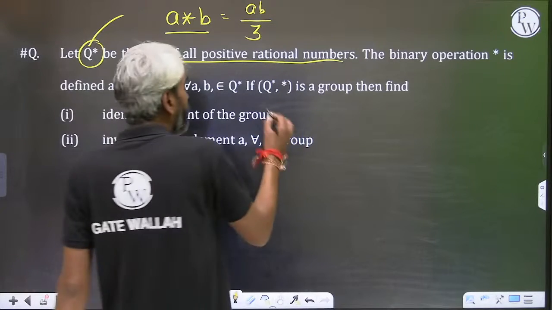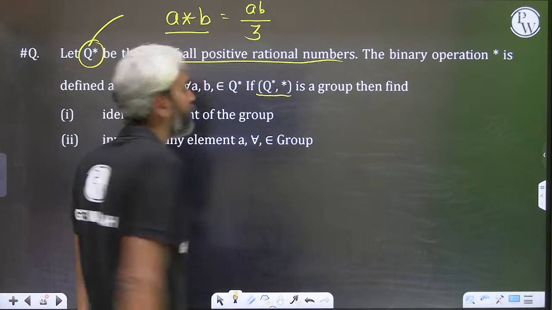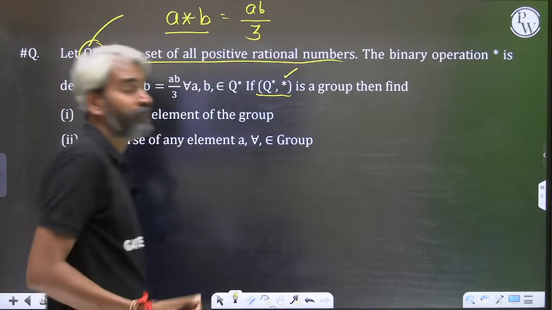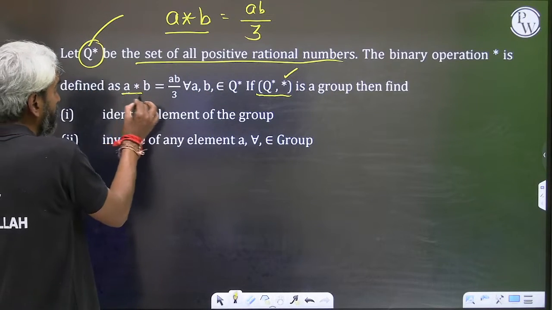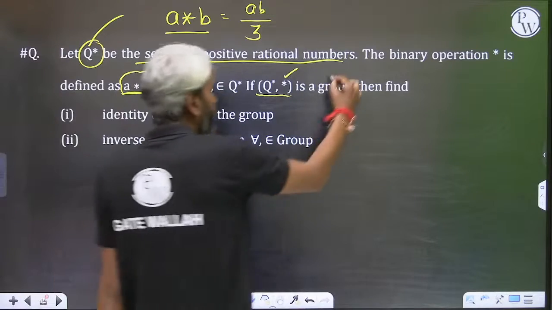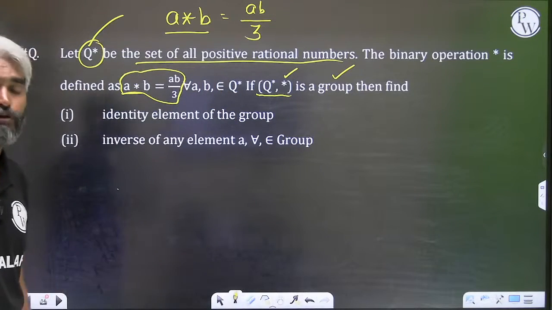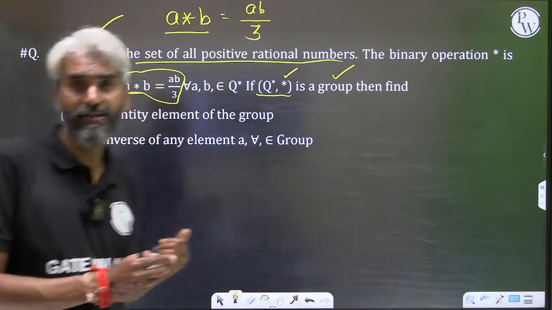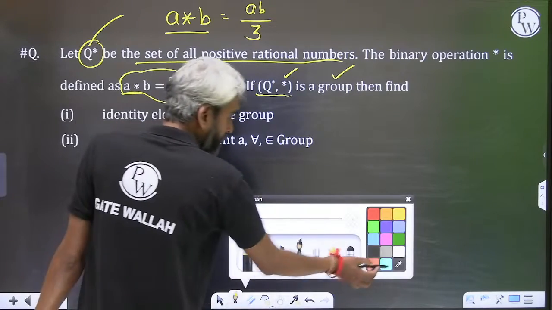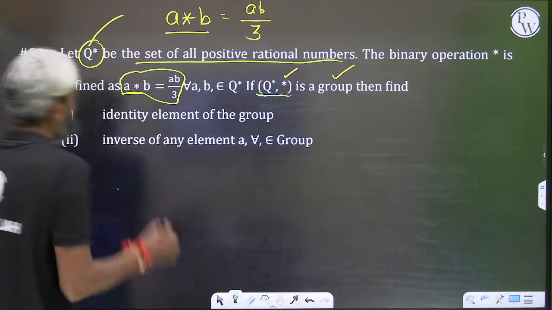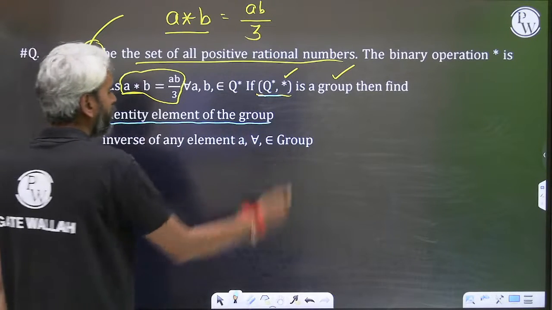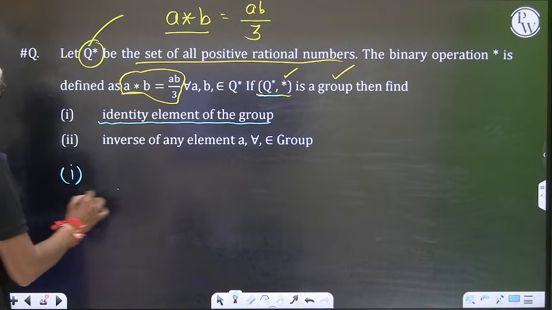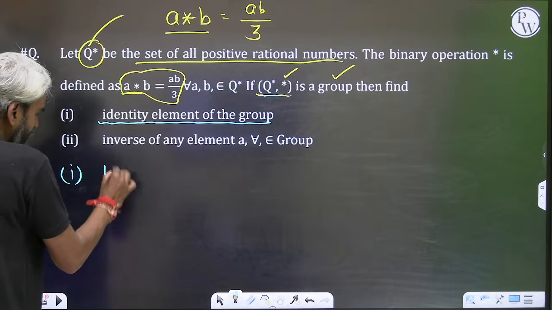rational numbers, and it is given that the set of all positive rational numbers with respect to this binary operation asterisk is a group. If it is a group, then we know that the identity element will be present, and the inverse of every element will be present in the set itself. So what is being asked is the identity element of the group. What will be the identity element of the group? So the first question is quite simple. We know that let E be the identity element.